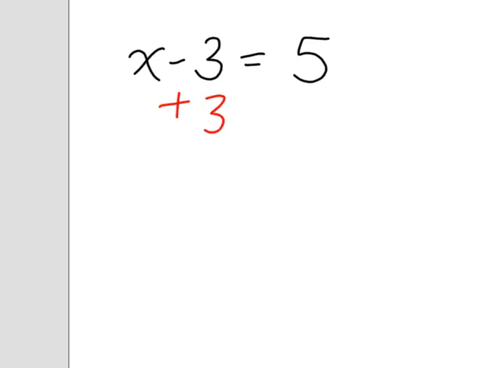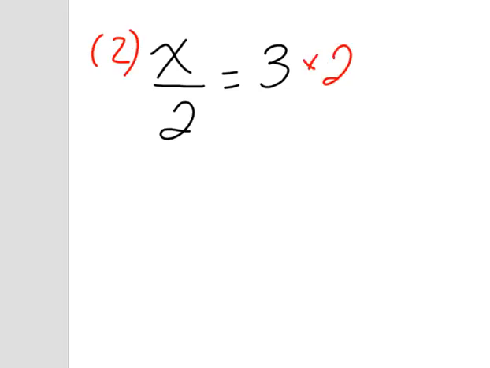So I want you to think about, what if the equation said x minus 3 equals 5? How do you think you'd get rid of subtracting 3? How are you going to balance this equation? Well, to get rid of subtracting 3, you need to add 3. To keep the equation balanced, if I add 3 to the left, I'm going to add 3 to the right, and I end up with 8.